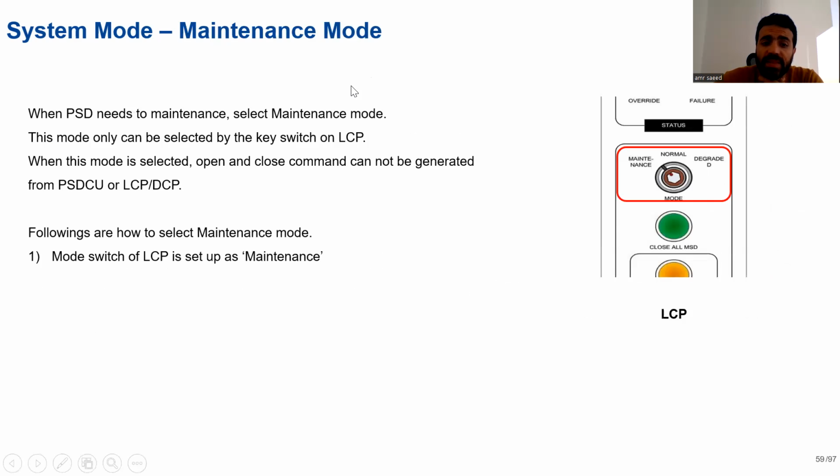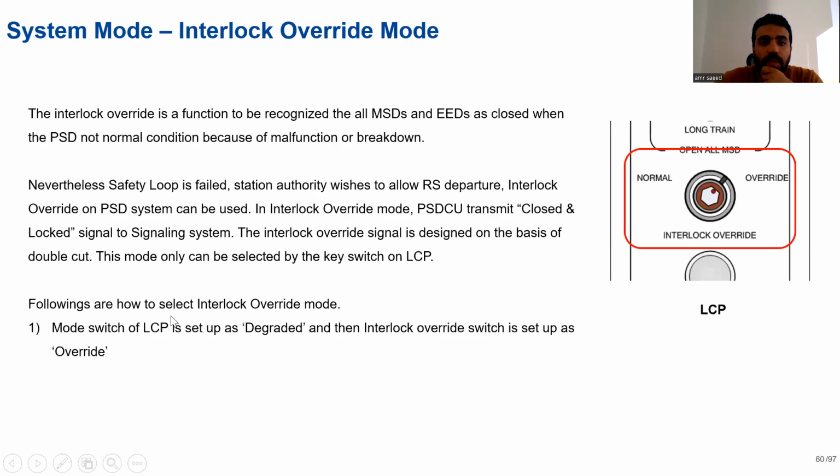We have here maintenance mode. It's only located on the LCB, local control panel, because it's meaningless to have maintenance mode in the DCB on the track side. Interlock override mode is also located in the LCB, when you want to override the closing and the locking of the MSCD and the EED.